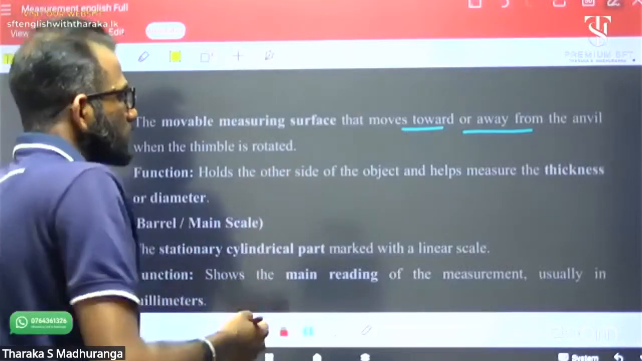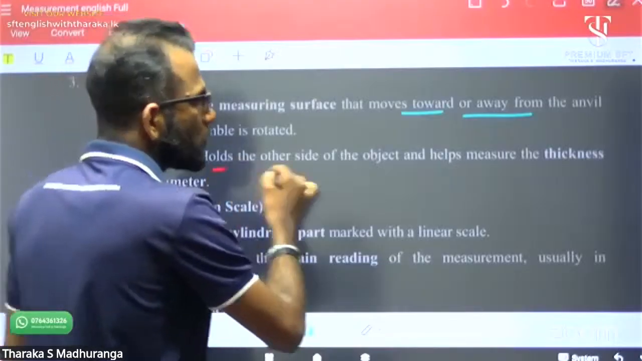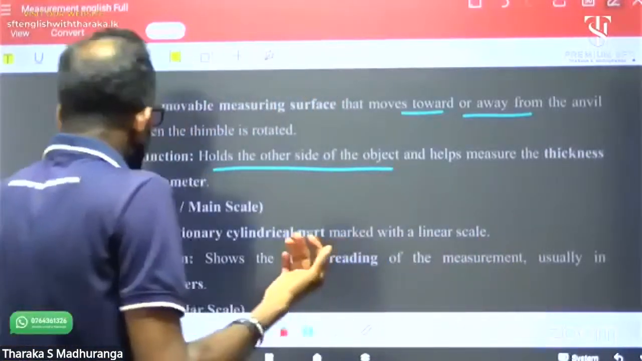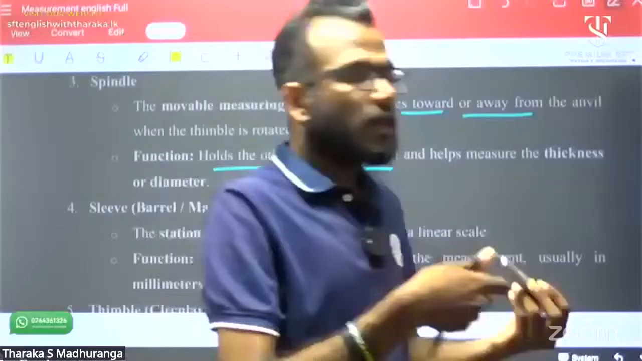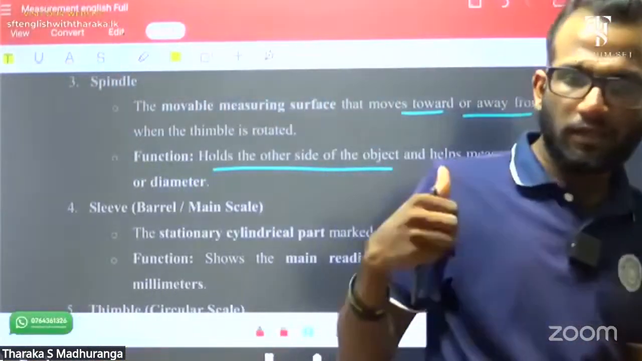What's the function of the spindle? Hold the other side of the object and help to measure thickness or diameter. Okay, understood? The spindle.